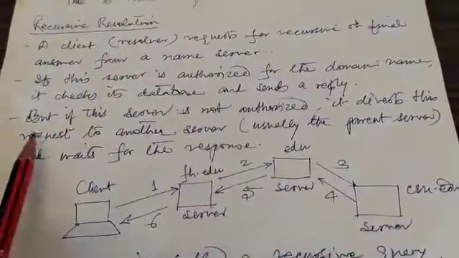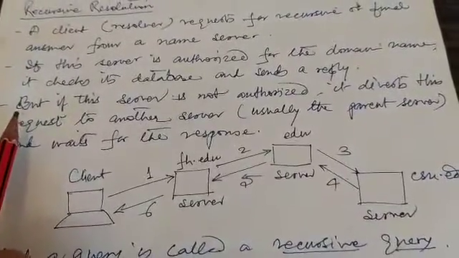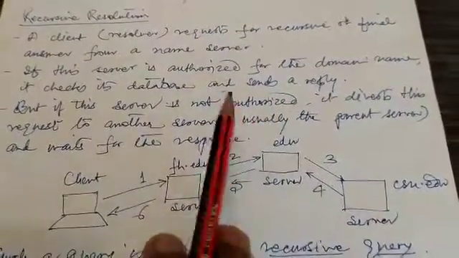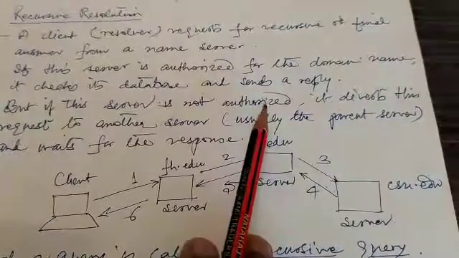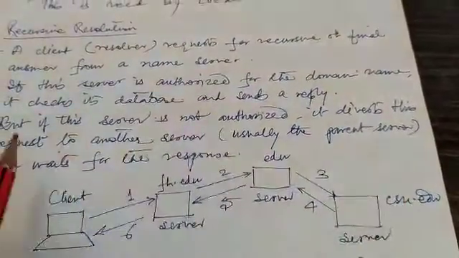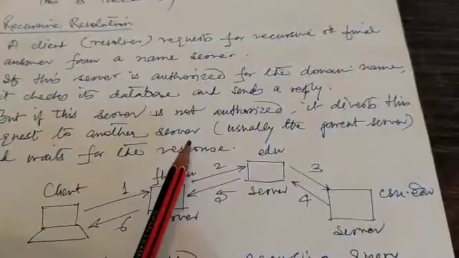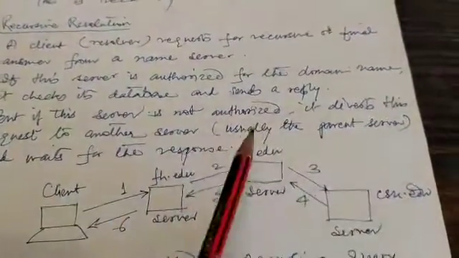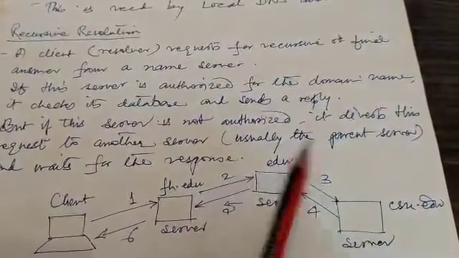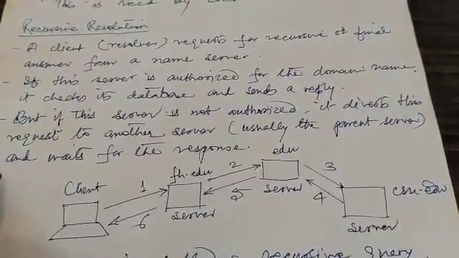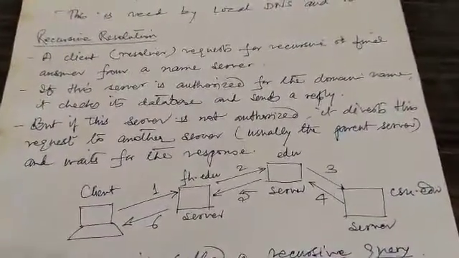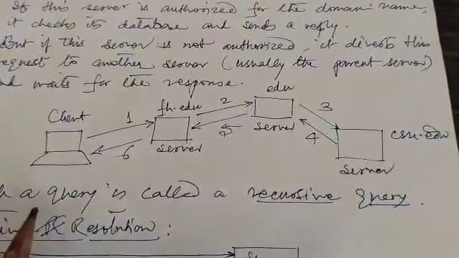So this is one case. Next case, the point is that if this server is not authorized, if it is not authorized, meaning the solution is not available at this server itself, then it diverts this request to another server, which is usually the parent server, not necessarily, but usually, and waits for the response to come. So this is how the recursive resolution goes.